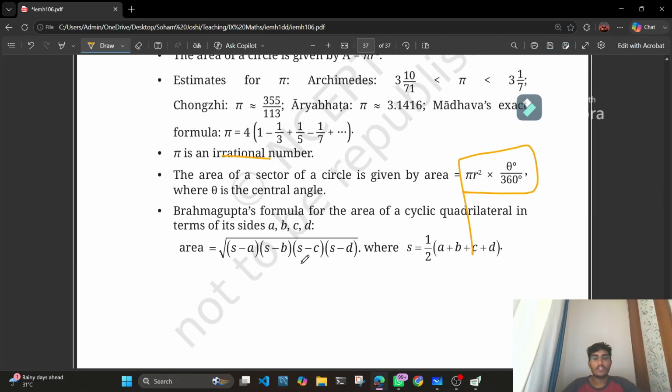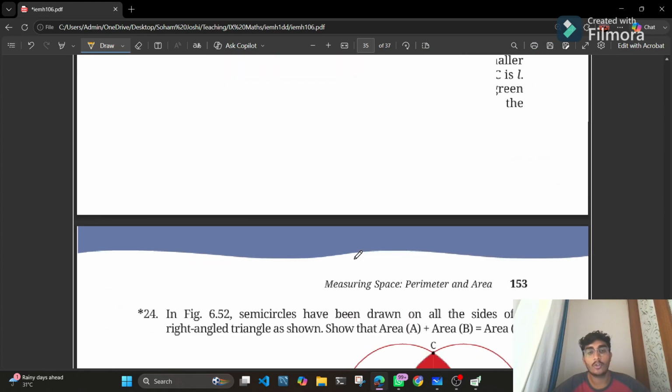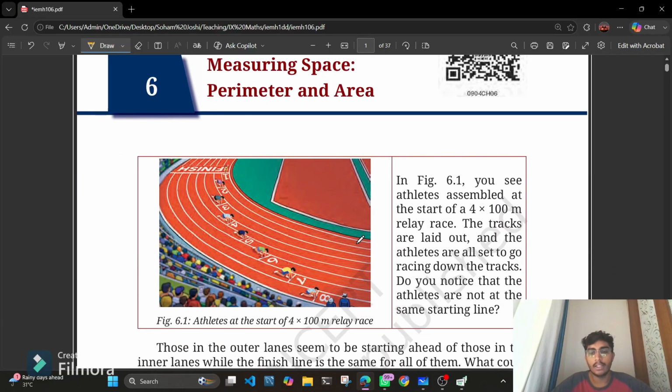Then we saw the Brahmagupta formula for the area of cyclic quadrilateral. We just need to add these also into Heron's formula to get this formula. I hope this chapter is understood and you have understood all the concepts. I suggest you practice the exercises, go through the solved examples, and read the same ones just for your reference from the chapter. From my side, this chapter is done.